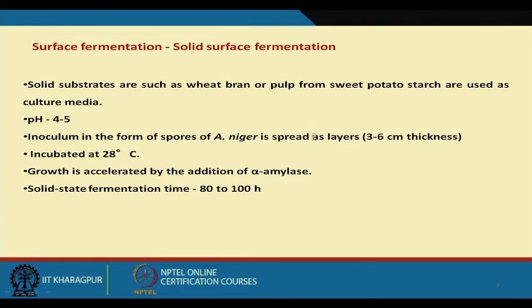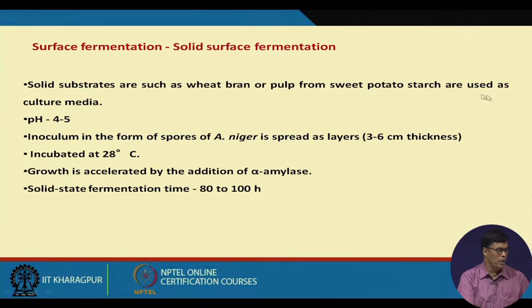Now let me continue that. Now let me talk about the solid state fermentation process. Solid substrates such as wheat bran or pulp from sweet potato starch are used for the culture media, and the pH is 4 to 5. Inoculum in the form of spores of Aspergillus niger is spread as a layer, 3 to 4 centimeter thick. Then incubation at 28 degrees centigrade. Growth is accelerated by the addition of alpha amylase. Batch fermentation time for solid state fermentation is 80 to 100 hours.